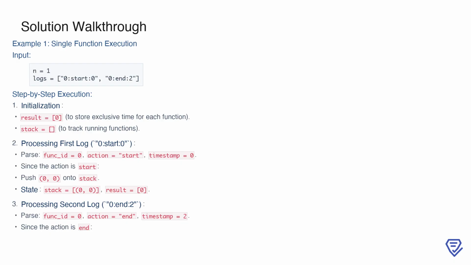Next, we process the second log, which marks the end of function 0 at timestamp 2. After parsing, we pop the top of the stack, which gives us (0, 0). Using this, we calculate the function's execution time as 2 - 0 + 1 = 3 and add it to result[0]. The stack is now empty, and result becomes 3, which is also our final output for this example.